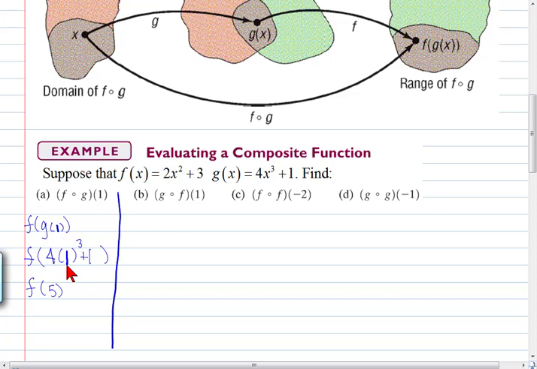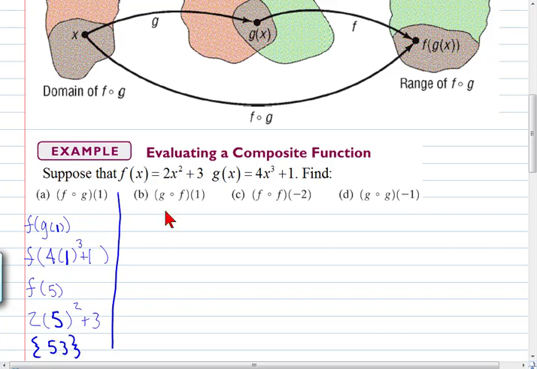So now we go to our function f, and in place of x, we're going to plug in 5. So that's going to be equal to 2 times 5 squared plus 3. So we plug in the 5 right here, and 5 squared is 25, and 25 times 2 is 50, and plus 3 then would give us 53. So the final answer here is 53. So f composed with g of 1 is equal to 53.